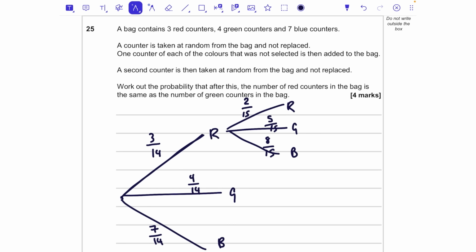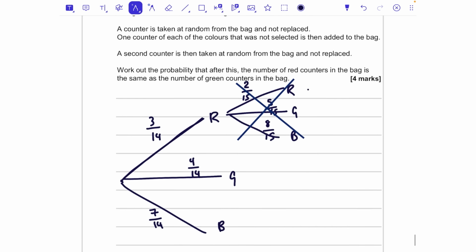Now we're looking for the probability that after this, the number of red counters in the bag is the same as the number of green counters. If I take a red one out, I'm going to have 1 red left and I'm going to have 5 greens. If I take a green one out, I've got 4 and 2. So there's no way up here that this can make what we want. So nothing up there is satisfying what we actually want to happen. So that's no good. Now let's look at green.